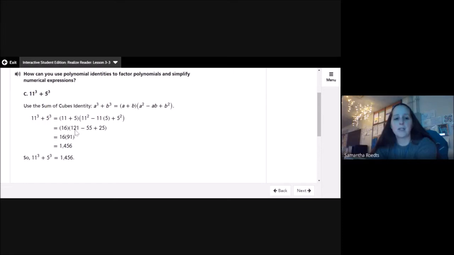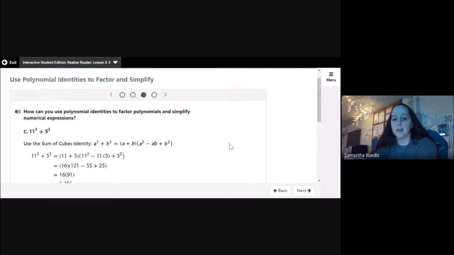Okay. So I get 16 times 121 minus 55 plus 25, which gives me 16 times 91, which gives me 1,456. So 11 cubed plus 5 cubed is 1,456. And you can also just compute 11 cubed plus 5 cubed directly, and you will get the same answer.